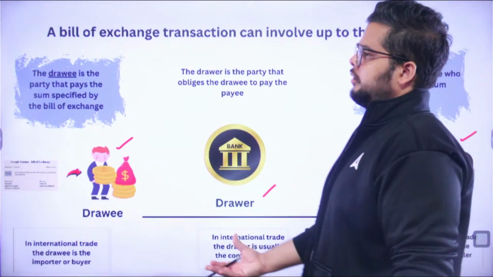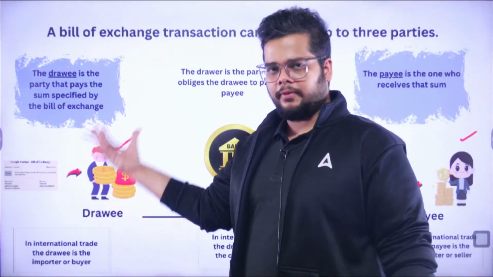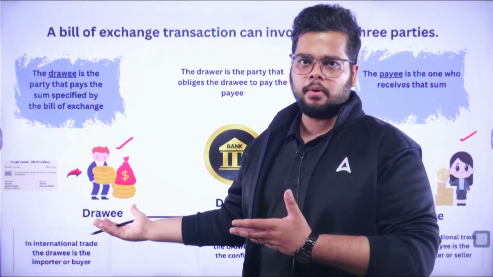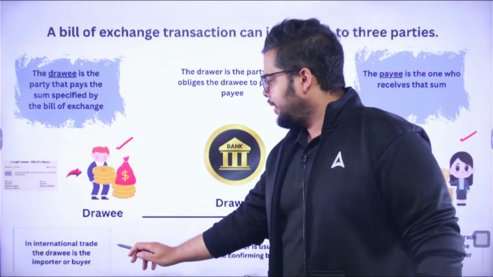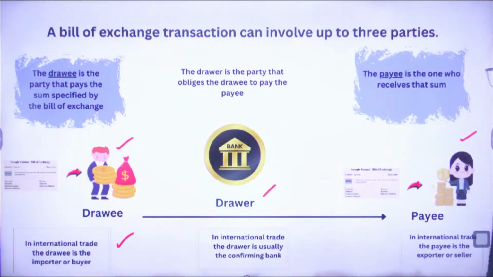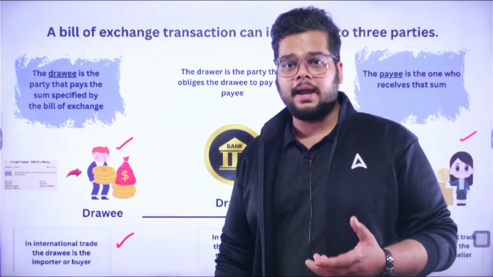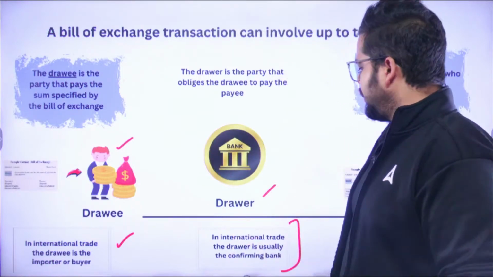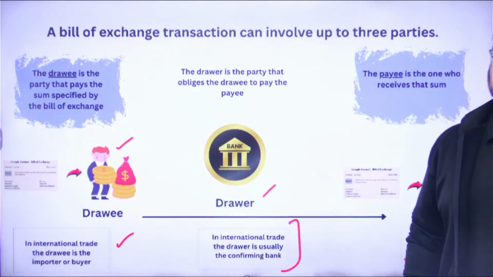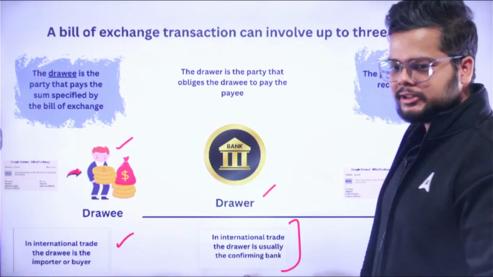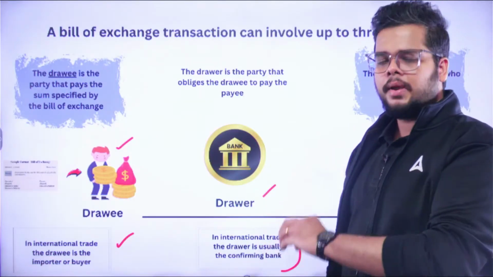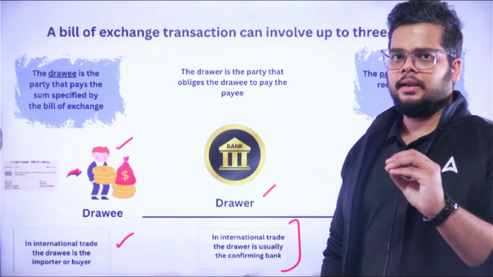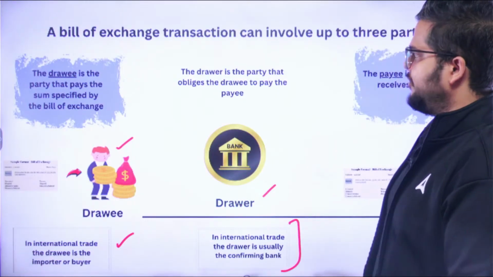So mostly the foreign transactions which are happening via the bill of exchange will involve some importer, trader. So in international trade, the drawee is the importer or the buyer. The payee, under international trade, will be the seller, or for that matter the exporter. Bank being the drawer, in international trade the drawer is usually a confirming bank. In LCs also you might have seen some part of this type of setup, not exactly the same, but yes, some steps are similar in LC as well.